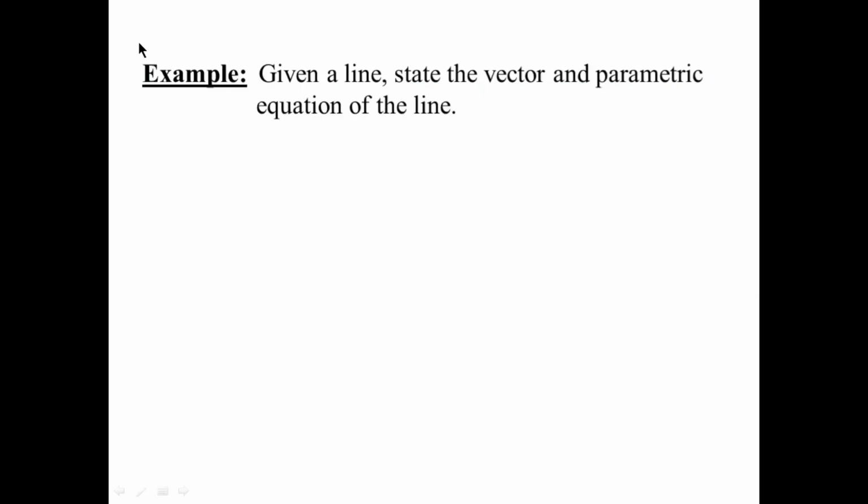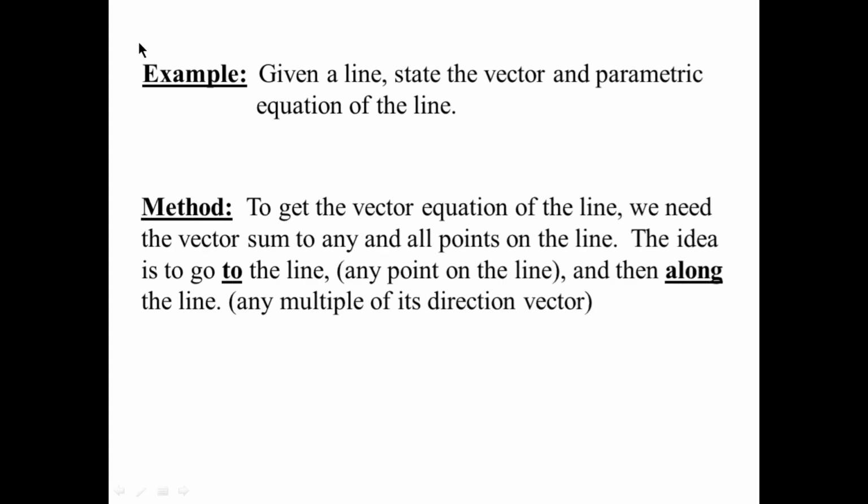Let's take a look. Given a line, state the vector and parametric equation of the line. Method. To get the vector equation of the line, we need to find the vector sum to any and all the points on the line. The idea is to go to any point on the line with a vector, and then go along the line, so any multiple of its direction vector.